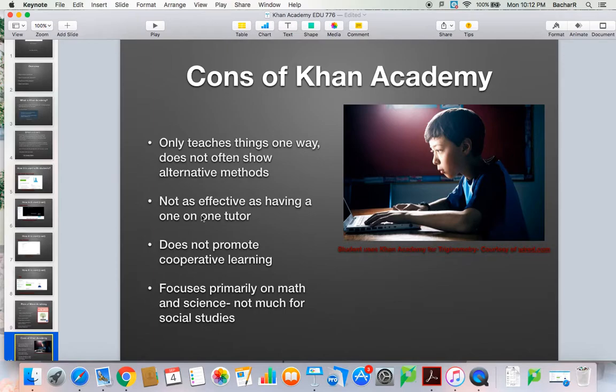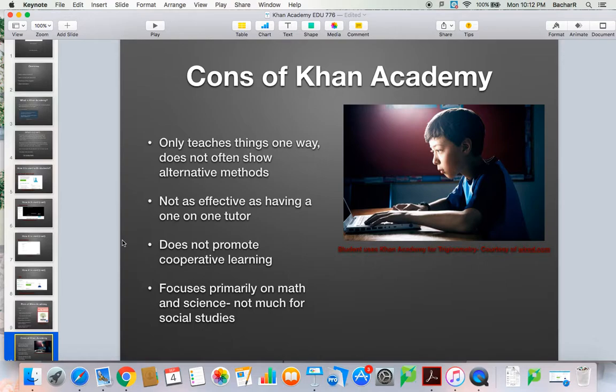Another con is obviously it doesn't have that face-to-face attention with a tutor or teacher. So it is very virtual. There is some feedback, but it is always better, as we know, to have a teacher or tutor working with a student when learning these topics. It also does not promote cooperative learning. It's kind of an individualistic activity. It's not something that you could really have students do in pairs unless they were just to share the screen. It's really just meant for one person.